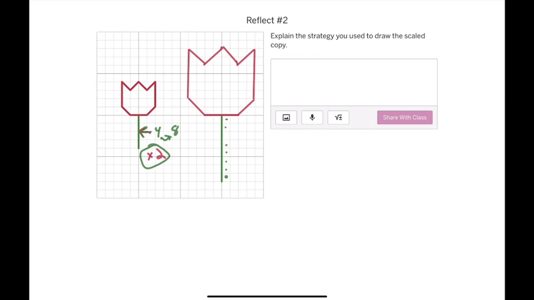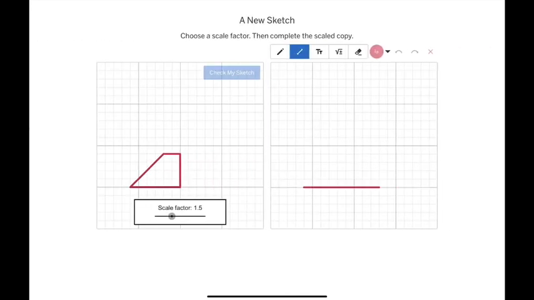So what strategy did I use? You can explain what strategy you use as well. So in this one, you are choosing what scale factor you want to do. It gives you a starting point, and then you're going to continue to finish that off.